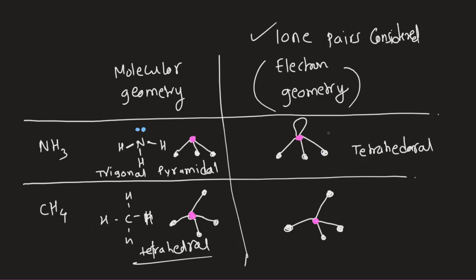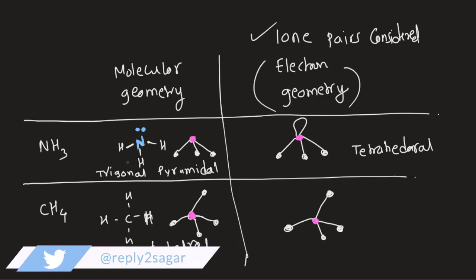So in NH3's case, we have the lone pair on this nitrogen atom, and because of this lone pair, what happens is that these hydrogen atoms that are connected to the nitrogen atom are pushed downwards, and that's why the geometry that is formed is trigonal pyramidal geometry.